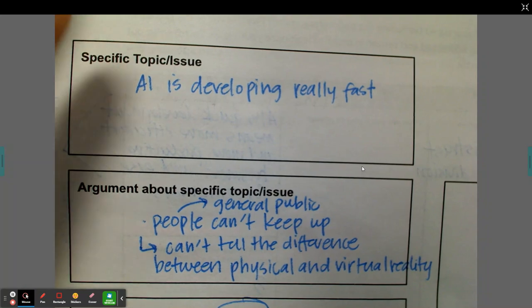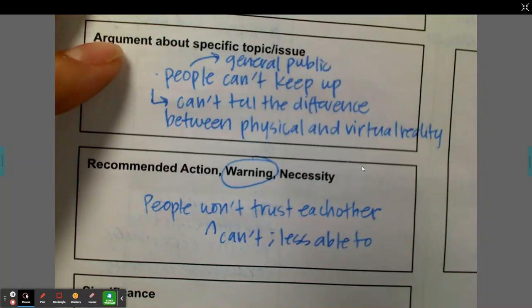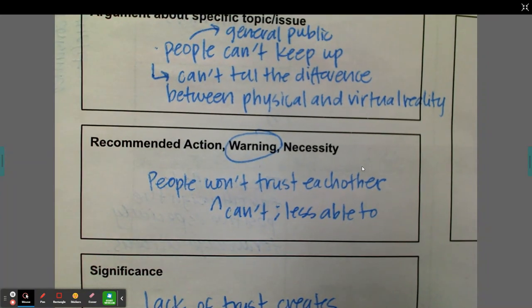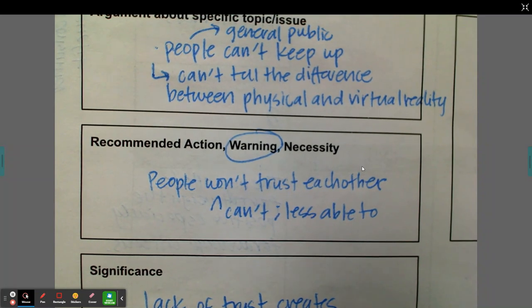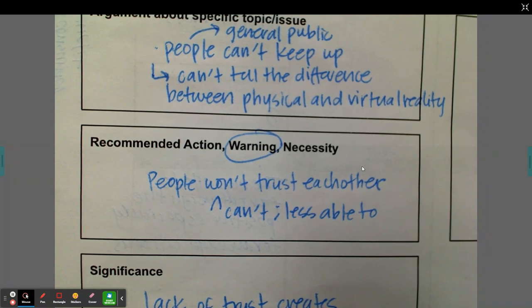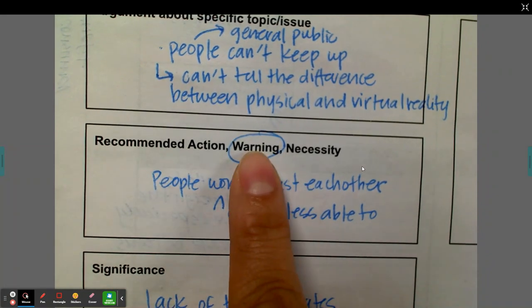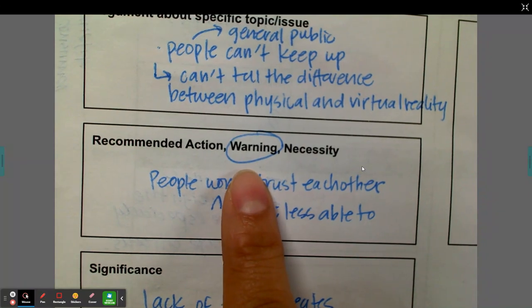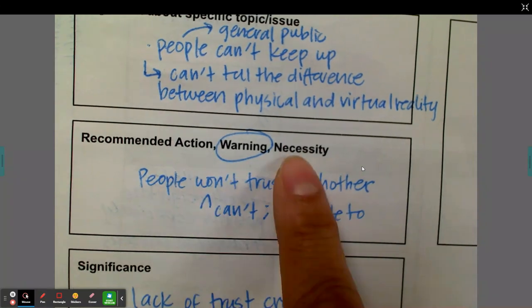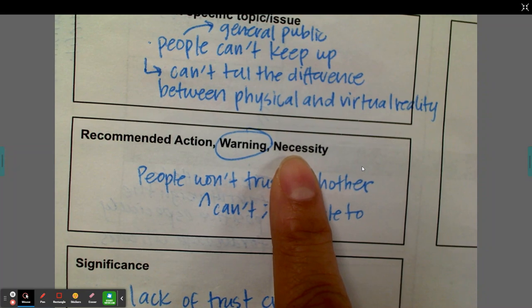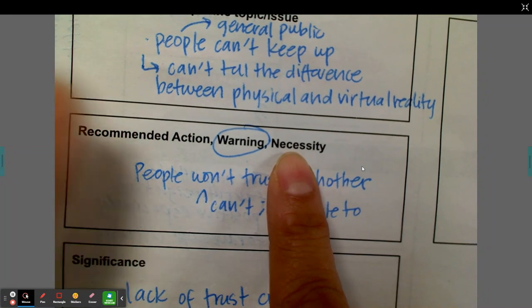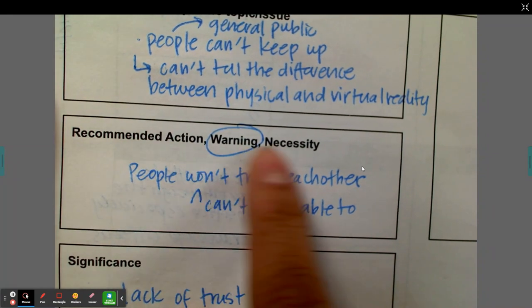Moving down to box number 3, we want to consider what our recommendation is, either in the form of an action. Do citizens or whoever the affected audience is, or if it's something relating to the government, does the government need to take action, or does somebody need to take action? Is it a warning? Mine regarding AI is more of a warning. Or is there a specific need or necessity, something that needs to happen? So circle whichever one you think applies.